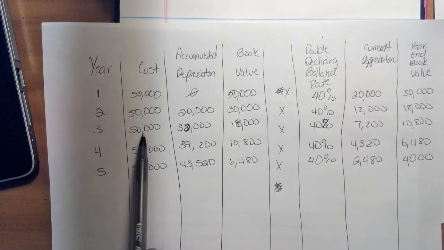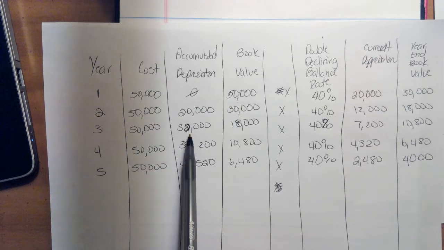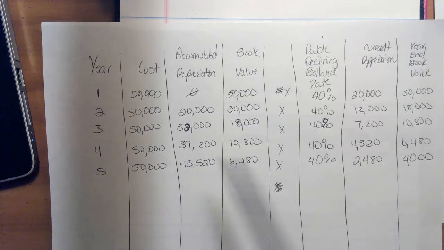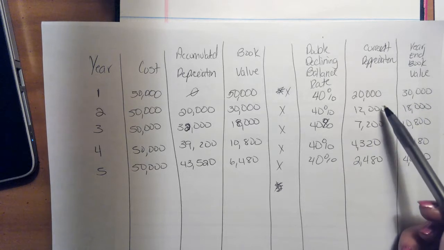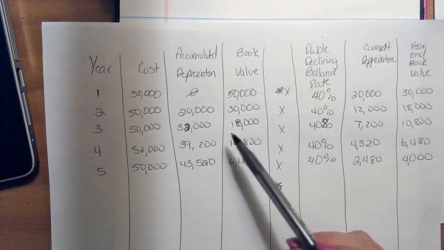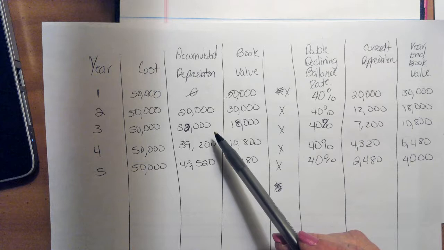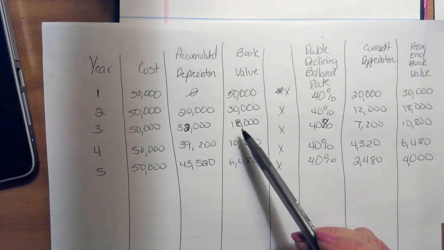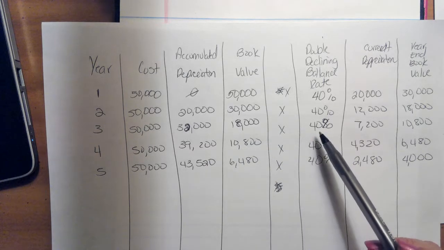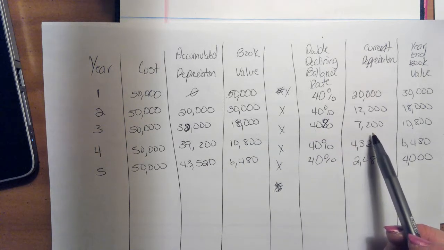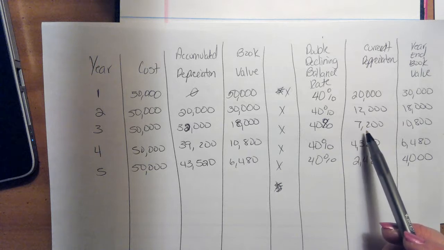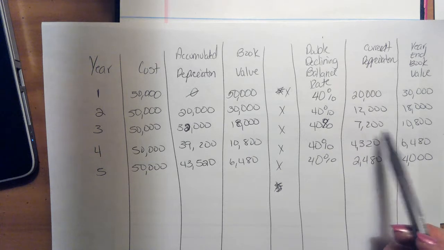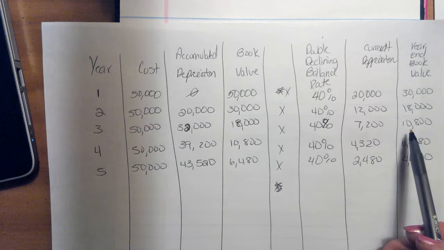For the third year, we start off with the cost of $50,000. We now have accumulated depreciation of $32,000. $20,000 in the first year, $12,000 in the second year, gives us $32,000 of accumulated depreciation. Our beginning year book value is $18,000. We multiply $18,000 by 40%. That gives us $7,200. That's our current year depreciation for the third year. And our third year end of year book value is $10,800.